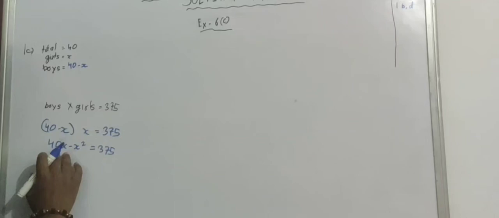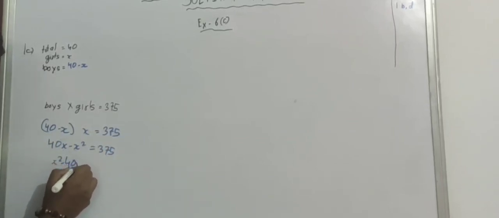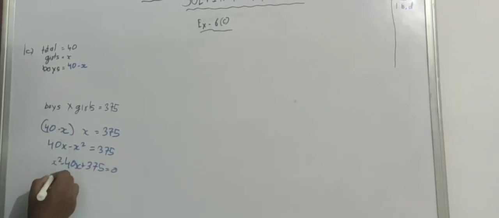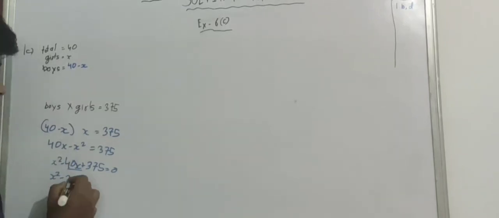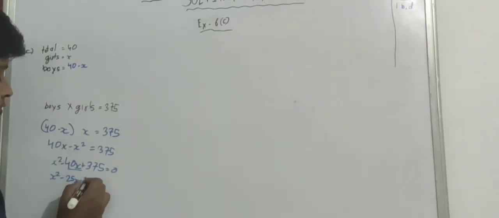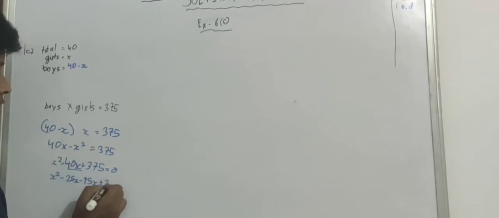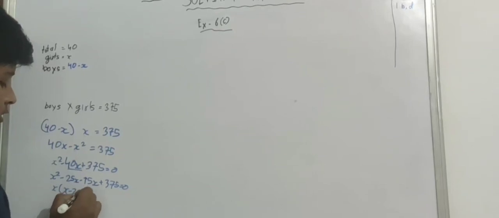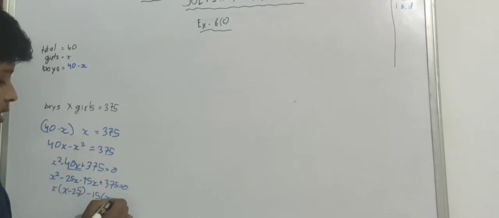Sending this to this side, it will become positive. We have x square minus 40x plus 375 is equal to 0. Now we have to do the middle term split: minus 40x becomes minus 25x and minus 15x, plus 375 is equal to 0. Here x minus 25, minus 15, x minus 25 is equal to 0.